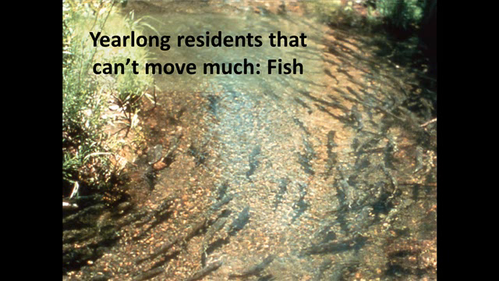An example of year-long residents that can't move much are fish. If their habitat is altered, they have no choice. They can't go somewhere else. Bridger Creek once held West Slope cutthroat trout, a current Montana species of concern because of its limited populations. The fish hatchery actually used to use Bridger Creek as a source of fish stock. The cutthroat have been replaced by introduced rainbow, brown, and brook trout.